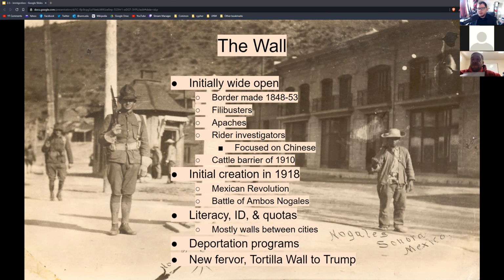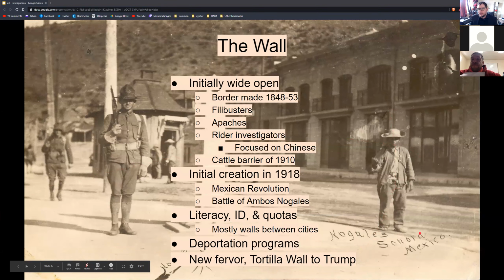But in 1918, the Battle of Ambos Nogales, Nogales is a border town, that's what's pictured here, happened, and so the United States decided to start building a border wall. We've already talked about the literacy tests that were supposed to be enforced, but there were several other things, such as IDs and quotas. We've also talked about that.